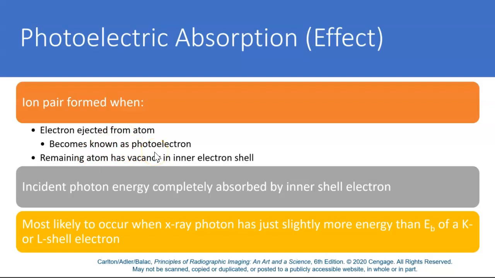I'm going to show you a diagram that's going to help you with this, but I want to run it by you first. The remaining atom has a vacancy in its inner shell. The incident photon energy is completely absorbed by the inner shell electron. It's most likely to occur when the X-ray photon has just slightly more than the binding energy of a K or L shell electron. That's why it was so important, the metals we use inside the tube. We use a lot of tungsten. Tungsten is 69 or 69.5, right? So that's what we're looking at.